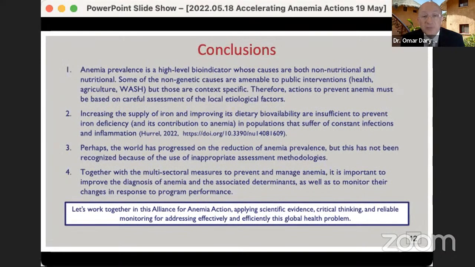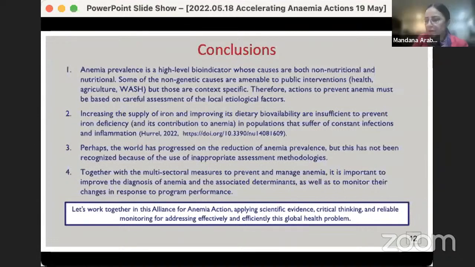Perhaps the world has progressed on the reduction of anemia prevalence, but it has not been recognized because of the use of inappropriate assessment methodologies. Together with the multisectoral measures to prevent and manage anemia, it is important to improve the diagnosis of anemia and the associated determinants, as well as to monitor their changes in response to the program performance. Let's work together in this Alliance for Anemia Action, applying scientific evidence, critical thinking, and reliable monitoring for addressing effectively and efficiently this global health problem. Thanks for your attention.